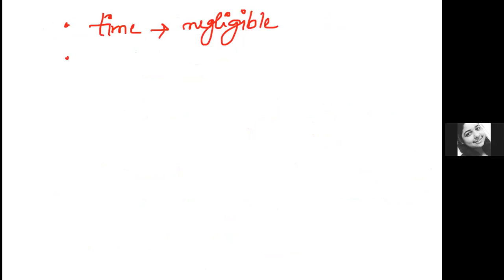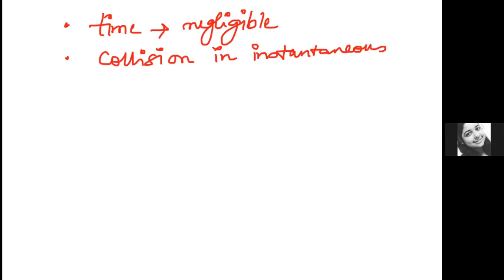And it is instantaneous. So collision is actually an instantaneous thing. Collision is instantaneous. The number of molecules per unit volume of the gas is very large and it remains constant.